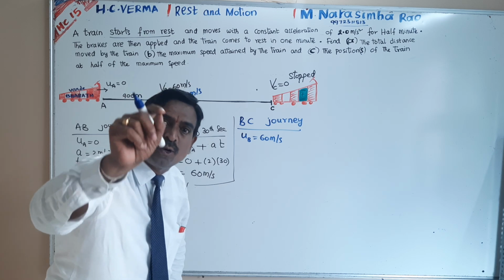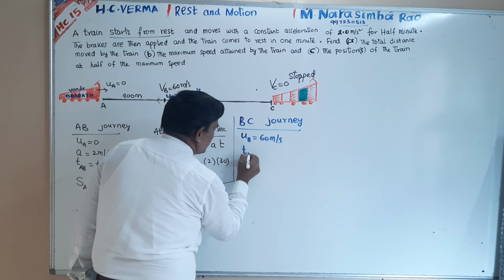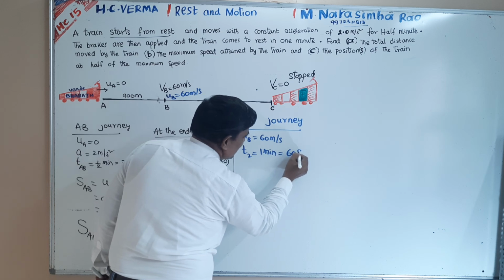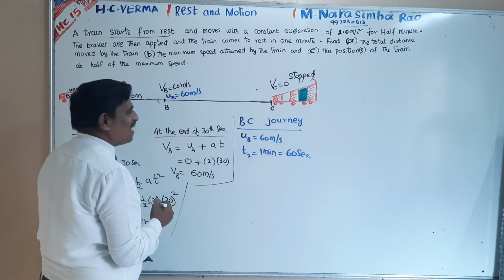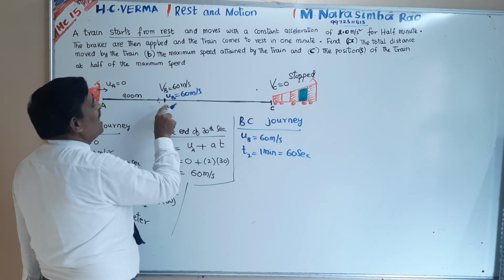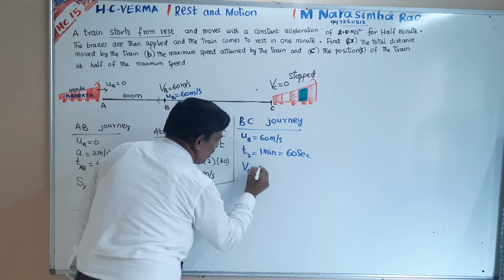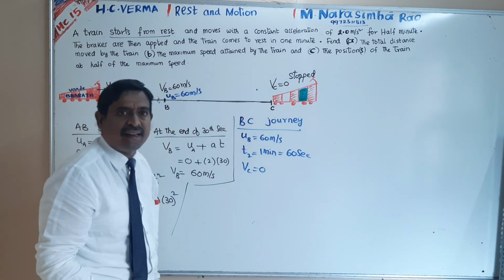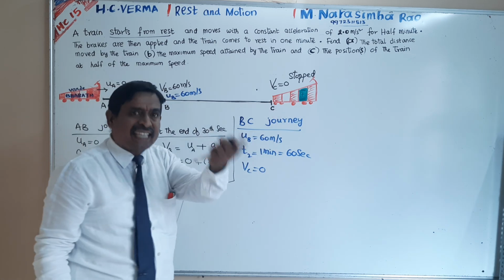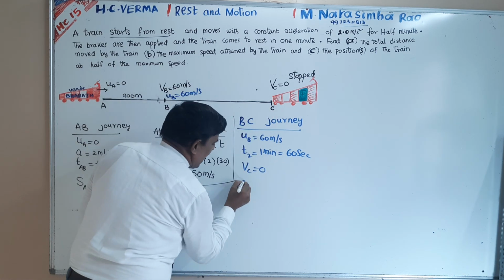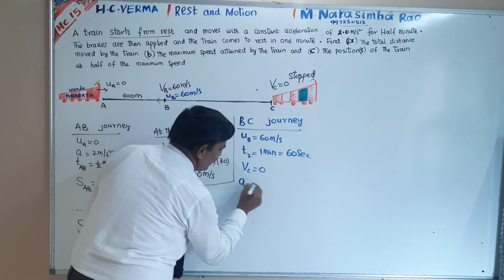Time is equal to 1 minute, and 1 minute means 60 seconds. Now please listen. The final velocity is 0. The reason is it is stopped. Velocity goes on decreasing, so acceleration is negative. I am finding the acceleration between B and C.